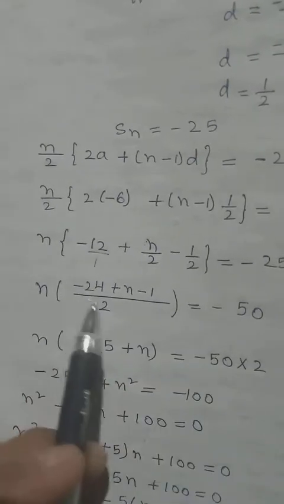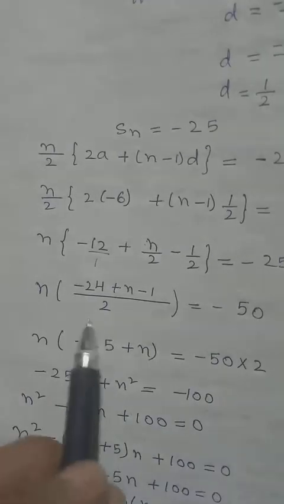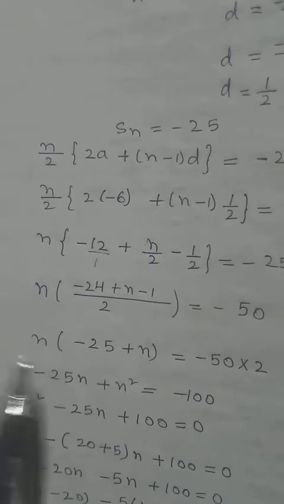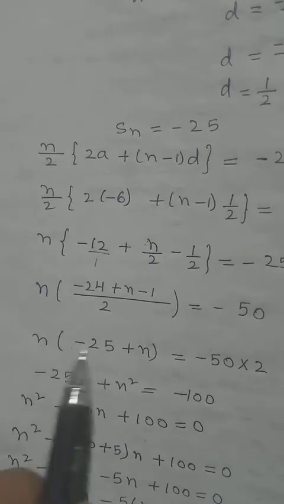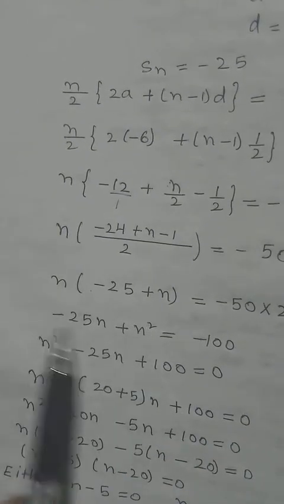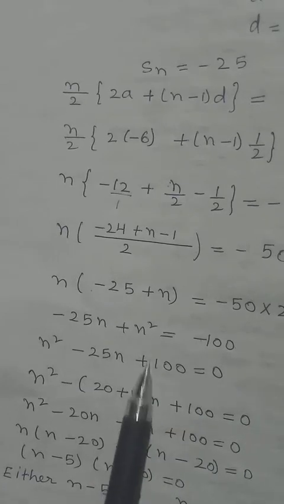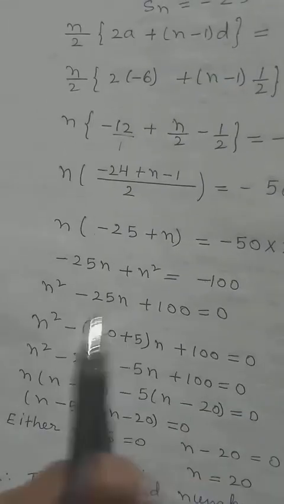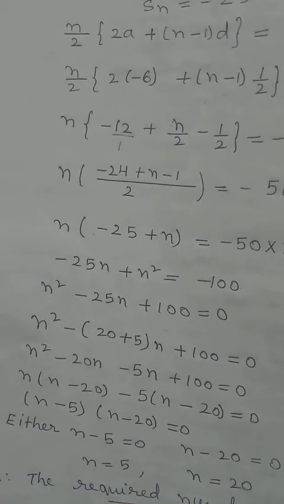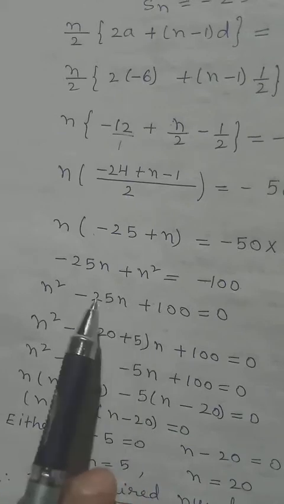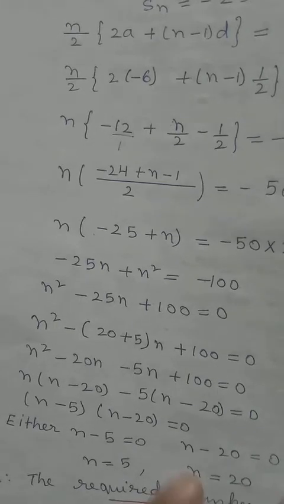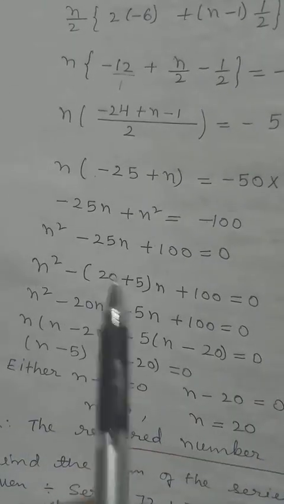Then this 2 again, we can transfer to this side. 2 into 50 will be 100. -24 minus 1, both minus, so -25. Then n we multiply inside. So n square minus 25n, this is minus, take this side, becomes plus. We can split the middle term again. If we multiply, we get 100. If plus 25, so 10 into 10 will not work. Then 25: 20 plus 5, we get 25. 20 into 5, we get 100. So those two needed numbers are 20 and 5.